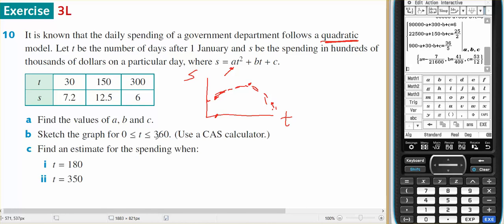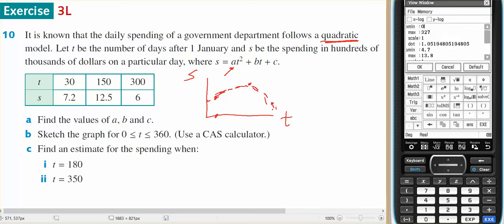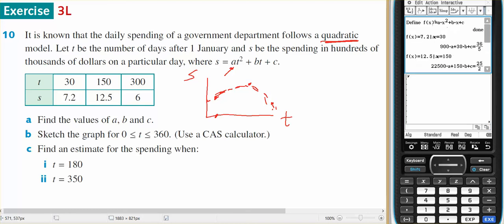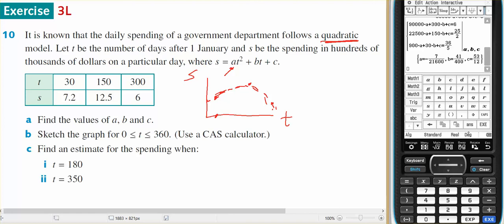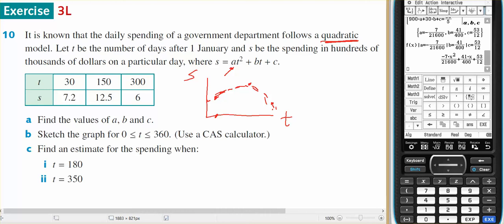Sketch the graph from 0 to 360. So if I open up a graphing window and I make my x's from 0 to 360, I need the equation, don't I? So if I come up here and take f of x and bring up the keyboard, copy, new line, paste, math 3, given a equals that, given b equals that, given c equals that, press execute. There's my equation.